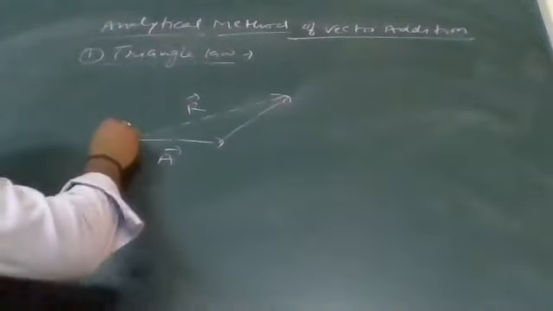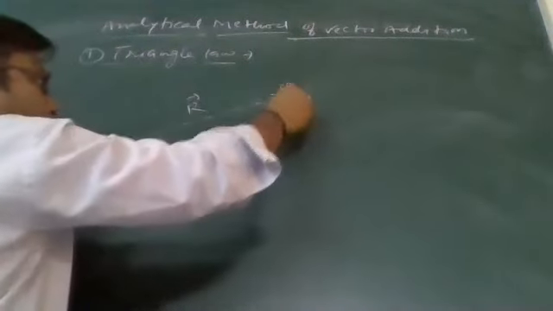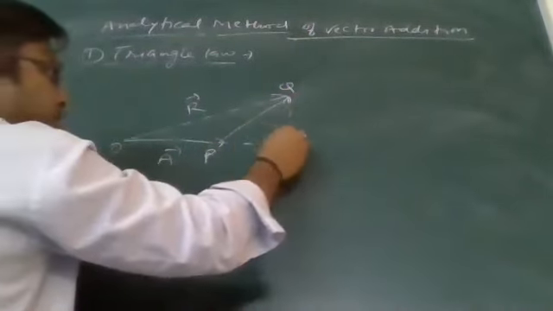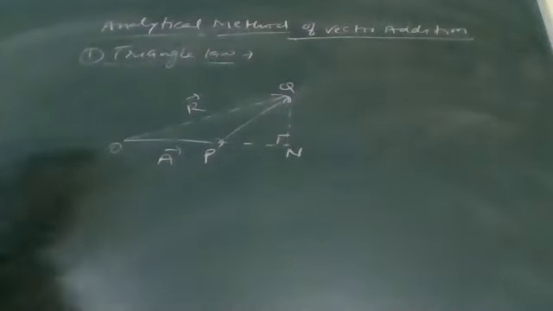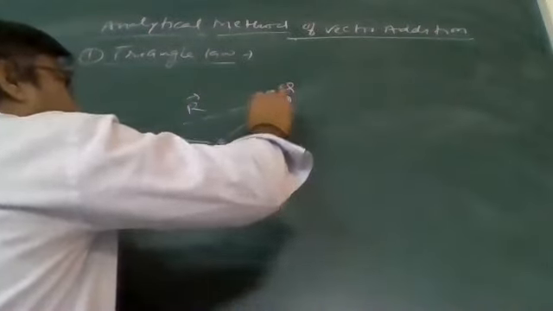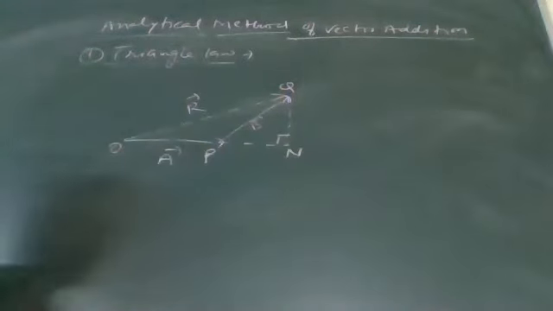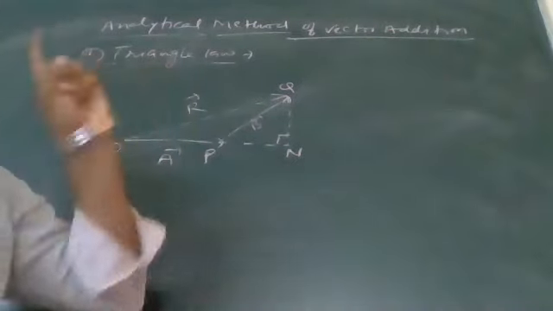Let's suppose this point is O, this point is P, this point is Q. From point Q, I drop the perpendicular on the extended line, and I define that point as N. This is vector A, this is vector B. The modulus of vector A will be only A, and the modulus of vector B will be only B.